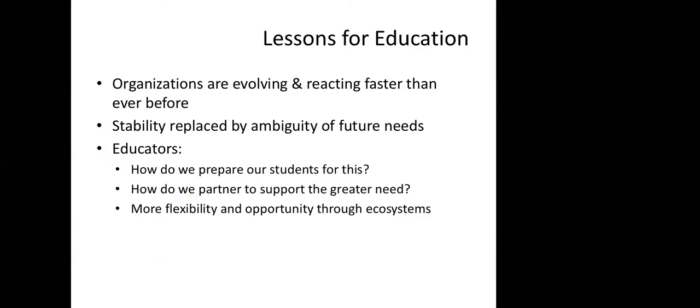Stability is replaced by ambiguity of future needs. I think as grant managers, you're probably experiencing that already and have been. But ecosystems allow for more agility and flexibility. So for educators, how do we prepare our students for this? This is more of a rhetorical question. This is the world we're in: changing technology, changing workforce, changing economy. What does that mean for our students? But then for ourselves as organizations, how do we partner to support the greater need? So we're looking for those partners that can help in the long term. There's more flexibility and opportunity through ecosystems.